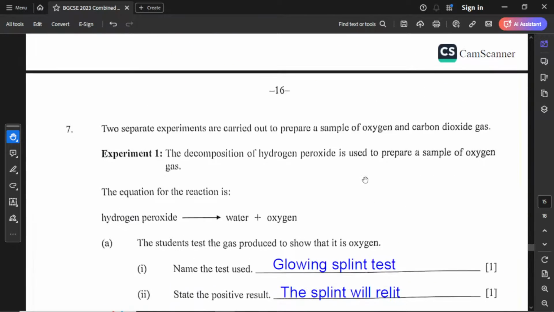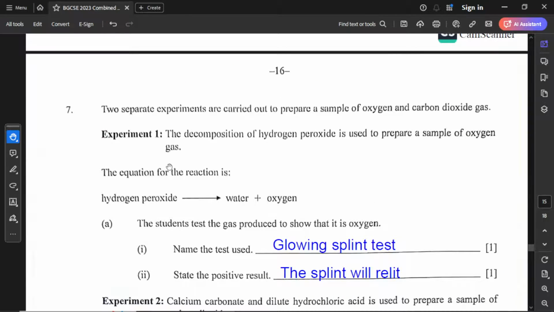All right, question number 7, and we're almost there. Two separate experiments are carried out to prepare a sample of oxygen and carbon dioxide gas. Experiment 1, decomposition of hydrogen peroxide is used to prepare a sample of oxygen gas. The equation for the reaction is hydrogen peroxide, and hydrogen peroxide is H2O2, so you can make a note of that. H2O2 gives water, H2O, and you get oxygen.